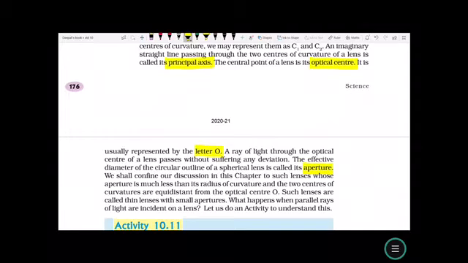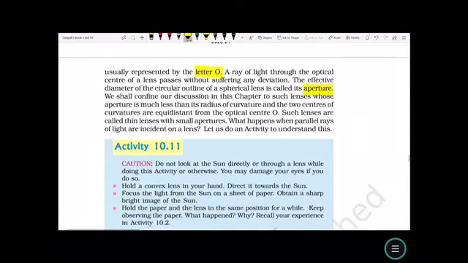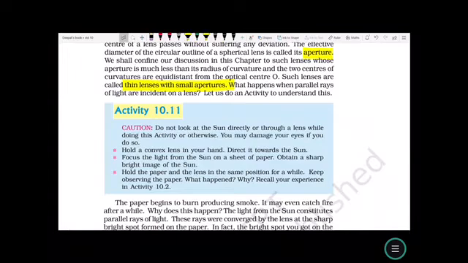We shall confine our discussion in this chapter to such lenses whose aperture is much less than its radius of curvature and the two centers of curvature are equidistant from the optical center O. Such lenses are called thin lenses with small aperture. What happens when parallel rays of light are incident on a lens? Let us do an activity to understand this.